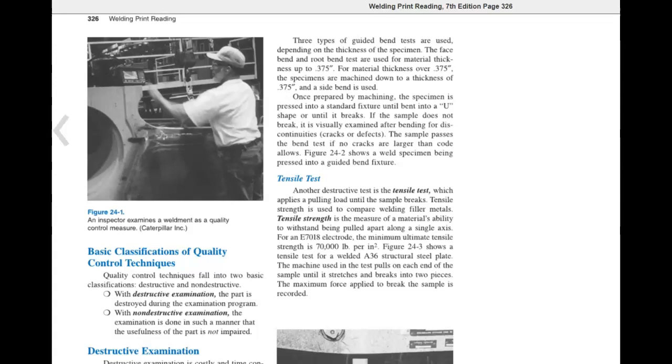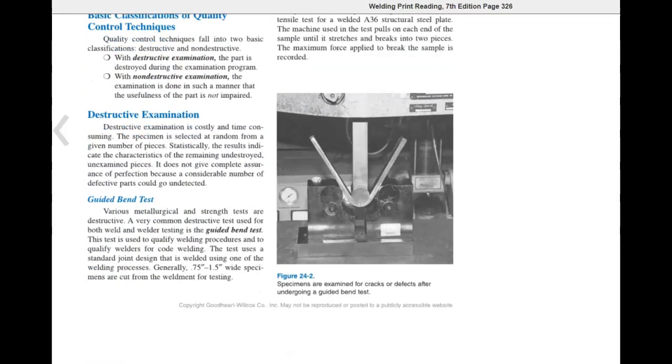If the sample does not break, it is visually examined after bending for discontinuities, cracks, or defects. The sample passes the bend test if no cracks are larger than code allows. Figure 24-2 shows a weld specimen being pressed into a guided bend fixture. Specimens are examined for cracks and defects after undergoing a guided bend test.